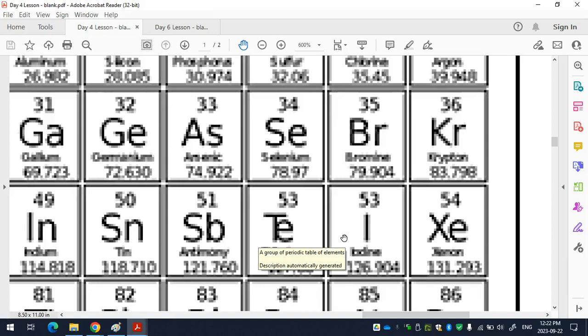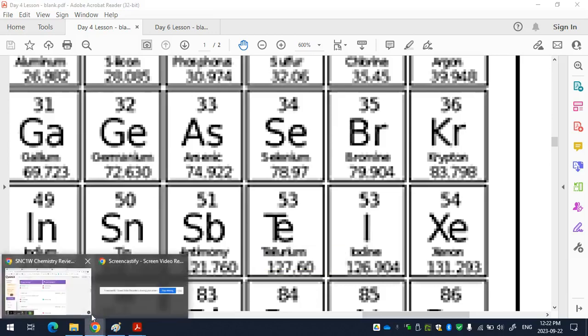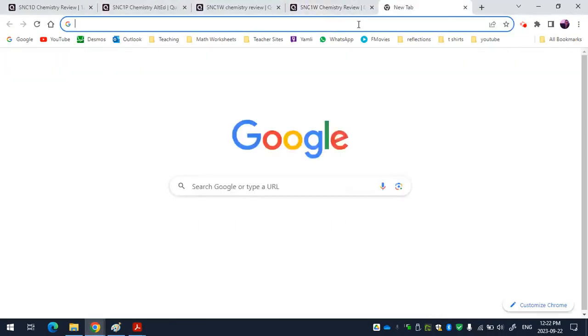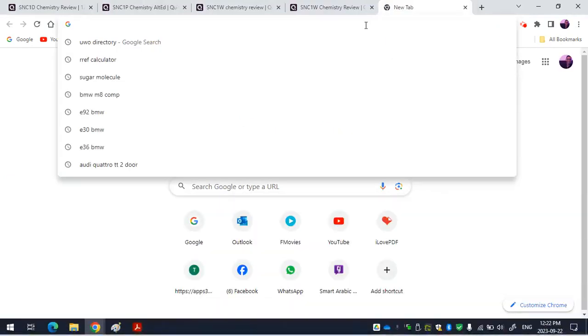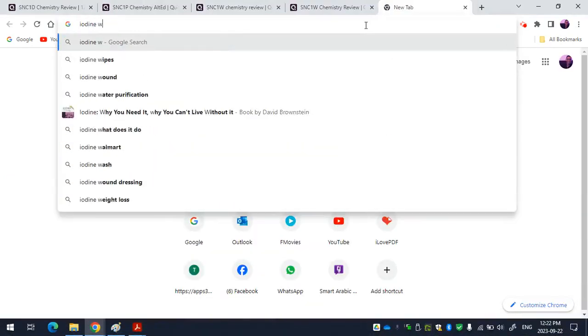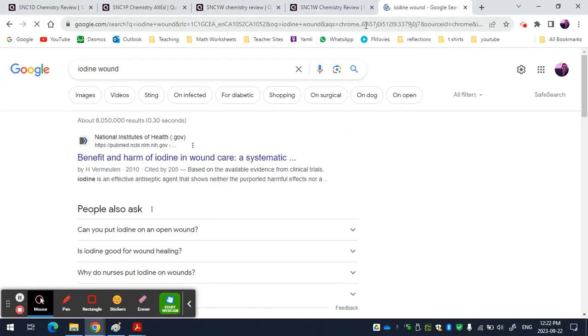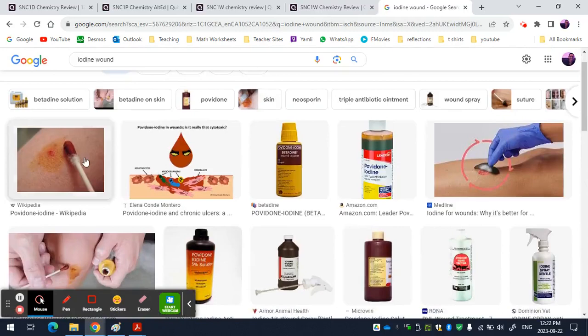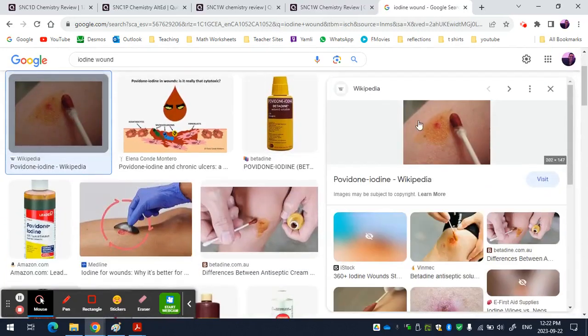Whenever you actually want to clean a wound, use what? Use iodine. If you go right now to Google Images and write iodine wound, and put in images, there we go. This is it. How many people have had that before?